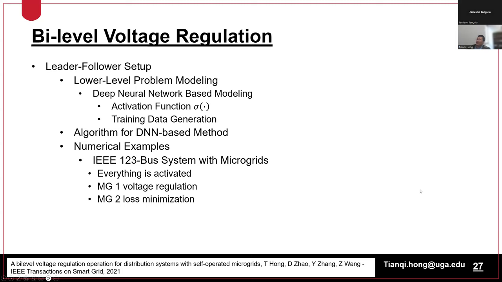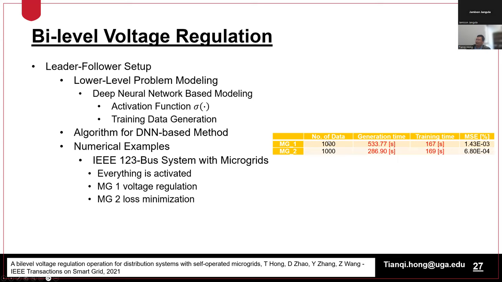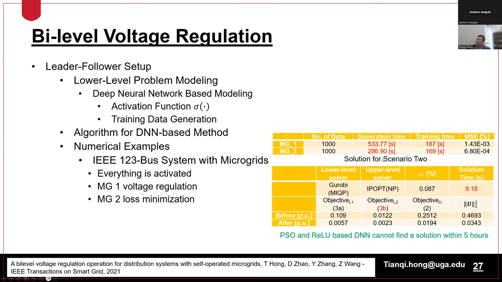So in the second example, we activate everything, and we set the objective for microgrid 1 as voltage regulation and microgrid 2 as loss minimization. So at this moment, we have different objectives. And here is the training data information for the different microgrids. We still generate 1,000 data points. Of course, since the problem becomes more complex, the data generation takes much longer, but the training time is still the same.